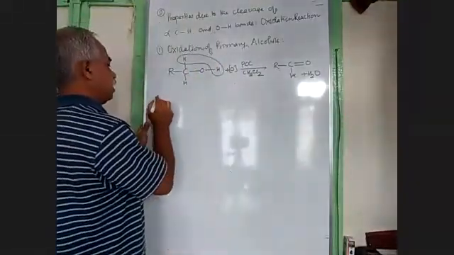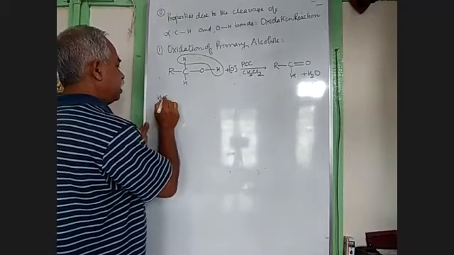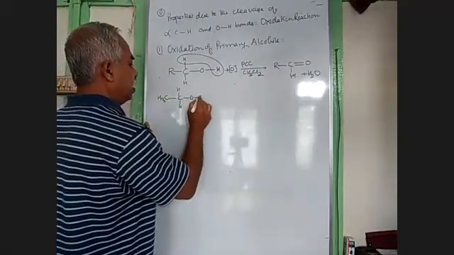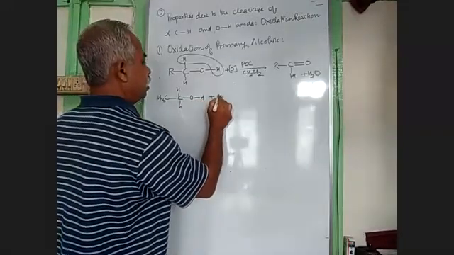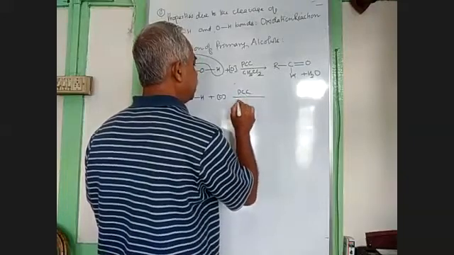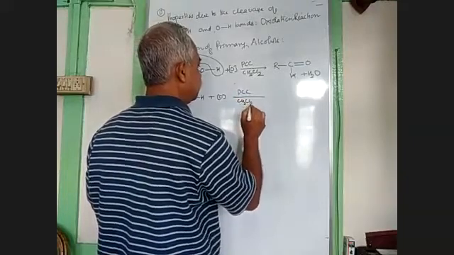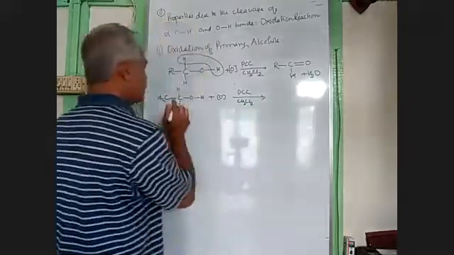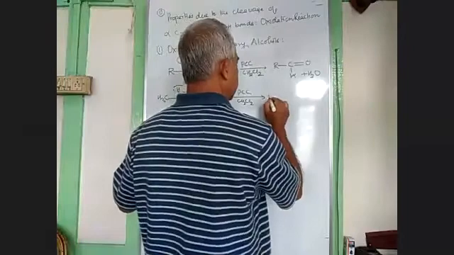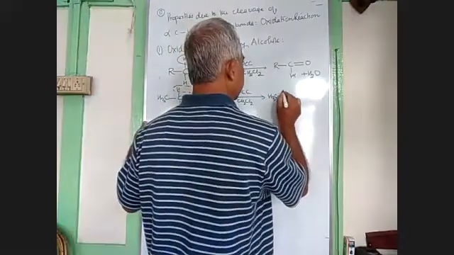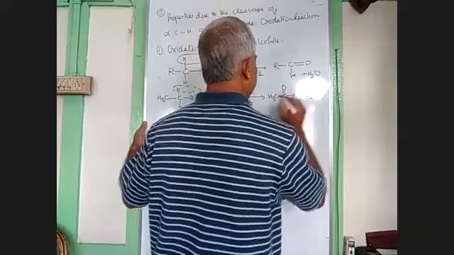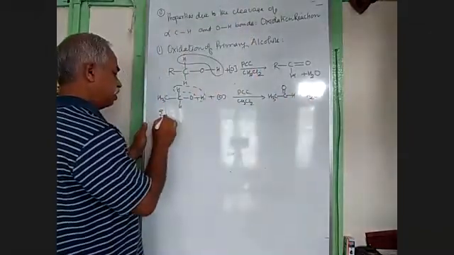See here, I'll take ethanol and I will add PCC in dichloromethane. So I will get acetaldehyde and water. So this is ethanol.